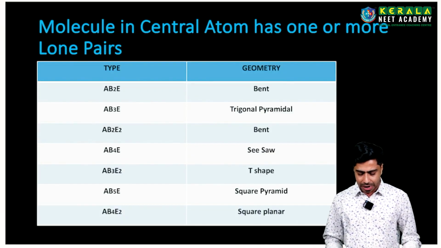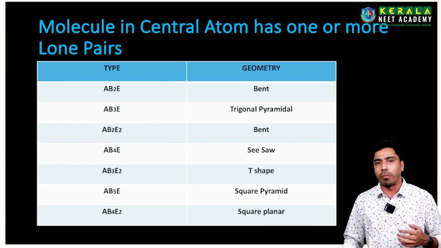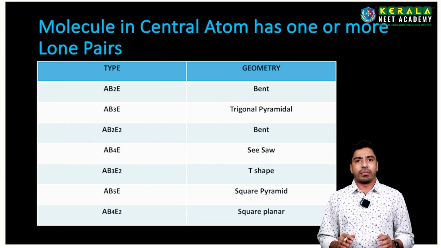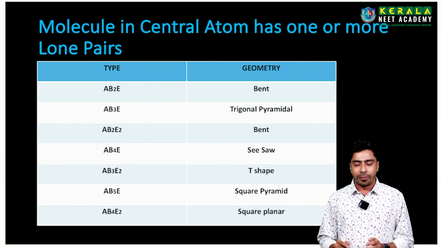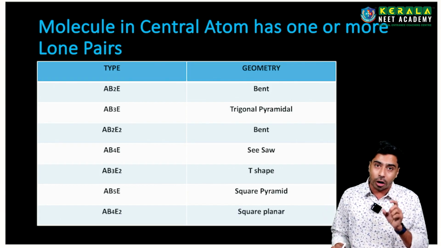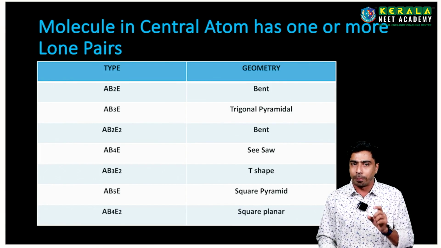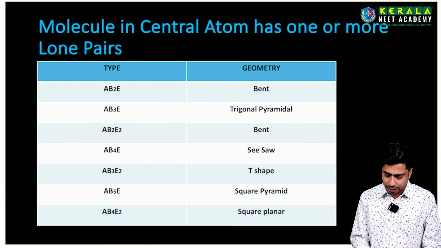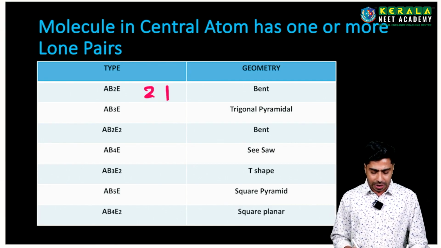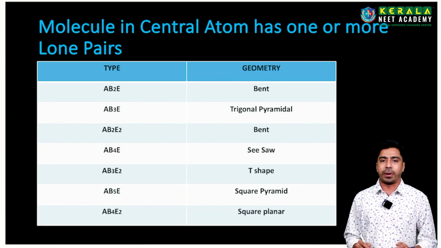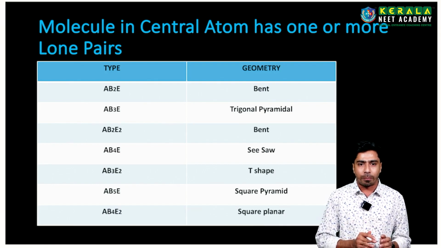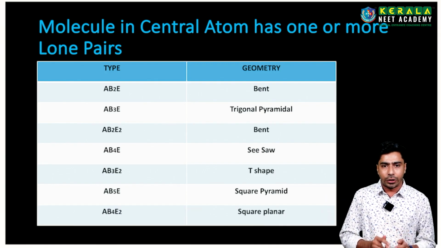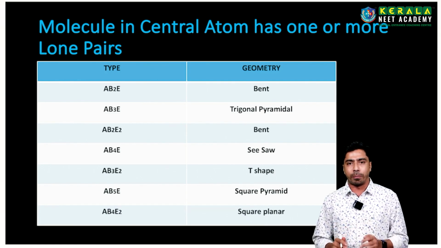Now the second type is the molecule carrying 1 or more lone pairs. When the central atom has 1 or more lone pairs along with bond pairs, we can classify them as AB2E, where E represents the number of lone pairs and B represents the number of bond pairs. So AB2E type means you are having 2 bond pairs and 1 lone pair. And AB3E means you are having 3 bond pairs and 1 lone pair. AB2E2 has 2 bond pairs and 2 lone pairs. AB4E will be having 4 bond pairs and 1 lone pair. AB3E2 will be having 3 bond pairs and 2 lone pairs, and so on.